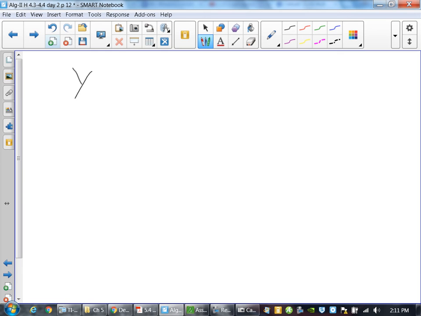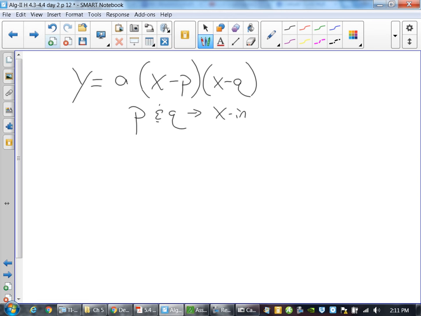And the last one, which I thought was the easiest, is the intercept form. Again, the A value shows you what direction it's going, up or down. The P and Q stand for the x-intercepts. It's where you're crossing the x-axis. P and Q are the x-intercepts. It's the zeros of the function. When you factor a quadratic, you're left with two terms. If it's x minus 2 and x plus 5, that means your zeros are at 2 and -5.